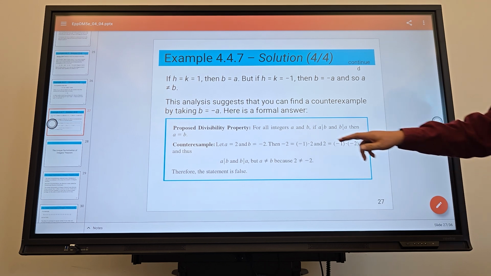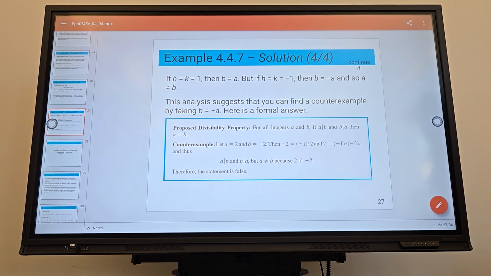Here is a formal answer. Proposed divisibility property: for all integers a and b, if a divides b and b divides a, then a equals b. Counterexample: let a equal 2 and b equal negative 2. Then negative 2 equals negative 1 times 2, and 2 equals negative 1 times negative 2. So a and b are not equal because 2 does not equal negative 2. Therefore, the statement is false.